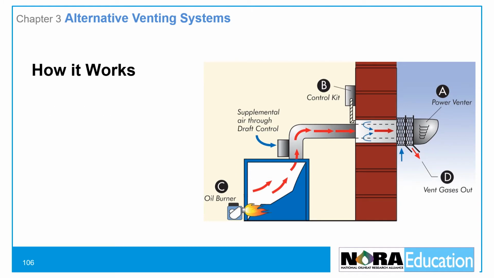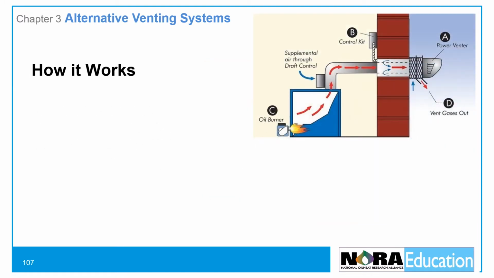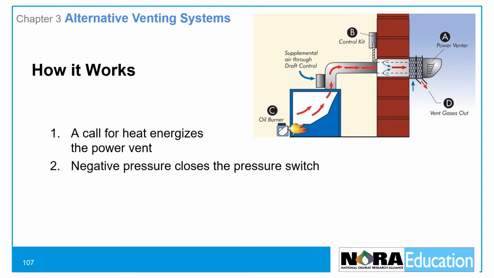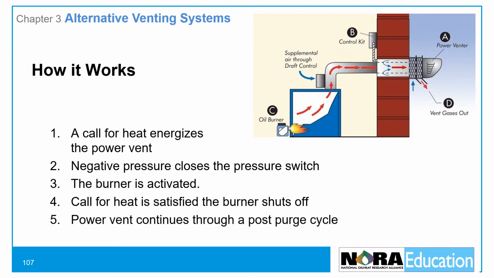A power vent system pulls combustion gases to the outside, creating negative pressure in the vent pipe. Here's how it works. A call for heat energizes the power venter, which is A in this picture. Negative pressure is established, closing a pressure switch. The burner is activated and combustion gases are exhausted. After the call for heat is satisfied, the burner shuts off, and the power vent continues to operate, exhausting residual flue gases. When the post-purge timer or temperature control is satisfied, the power vent shuts off.